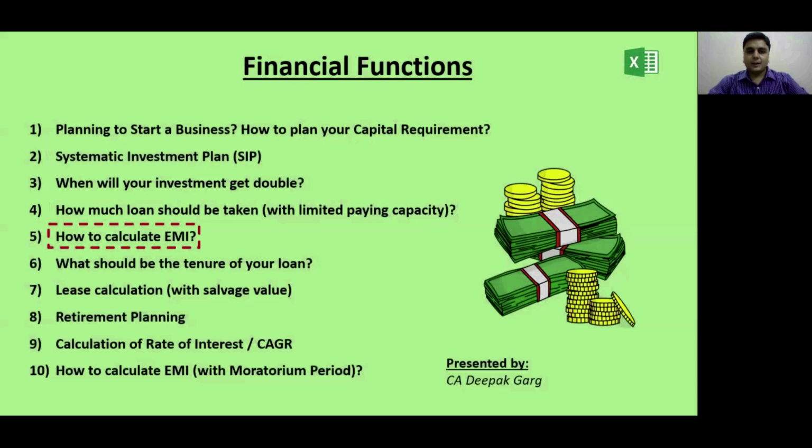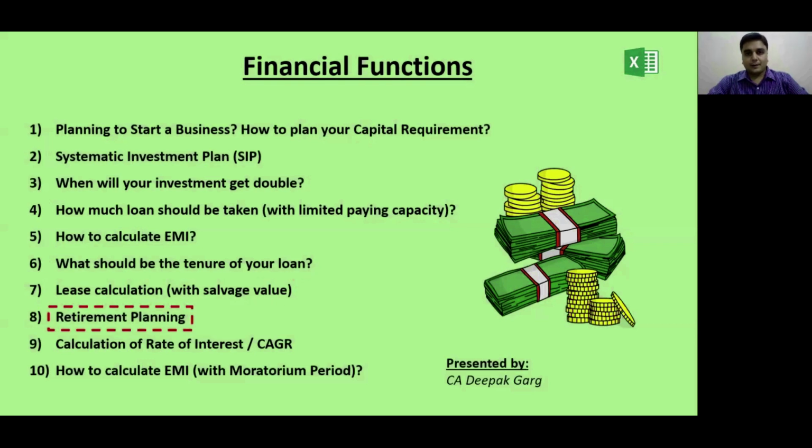The next topic is around calculation of EMI. In this case, suppose I've taken a loan of 5 lakh rupees for 4 years. So what should my monthly EMI be? In this exercise, we will learn what will be the tenure or the number of periods in which I will be able to make the entire repayment of the loan. Next is around lease calculation. In this, we will learn how to calculate lease rentals formula.